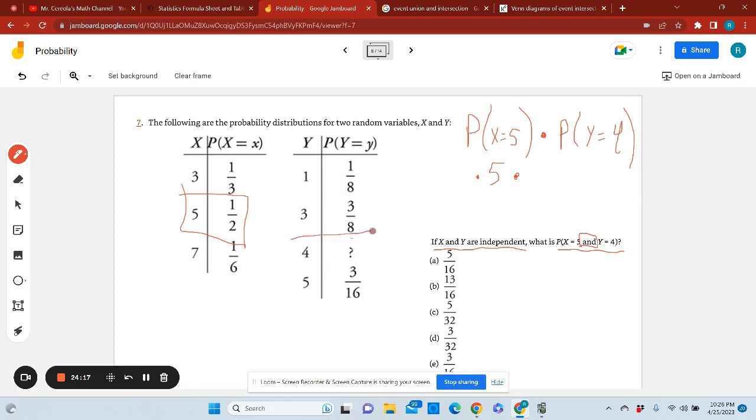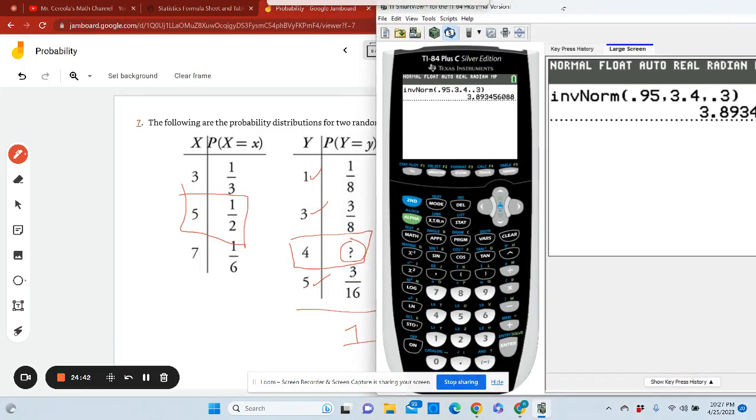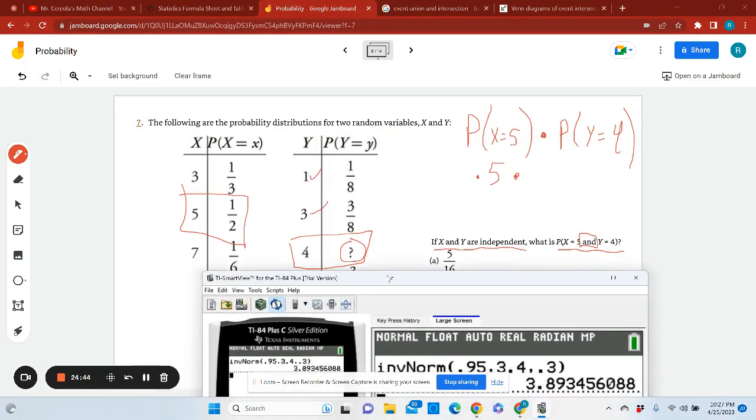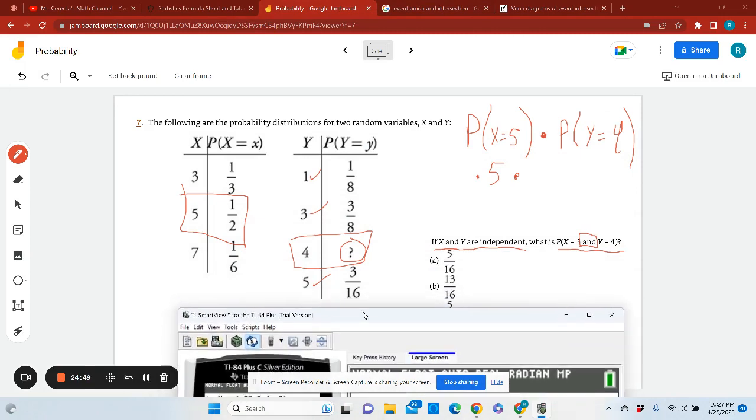And the issue is they don't give us the probability that Y equals 4, but they do give us all the other possibilities and their probabilities. So I can figure out what this is because every probability distribution needs to add up to 1 or 100%, right? So if I just open up my calculator and I figure out, well, what do all these other pieces add up to, right?